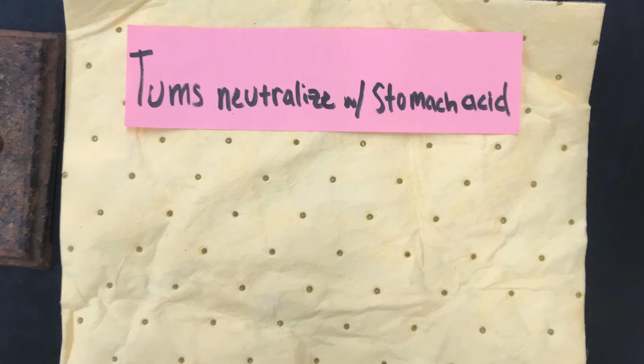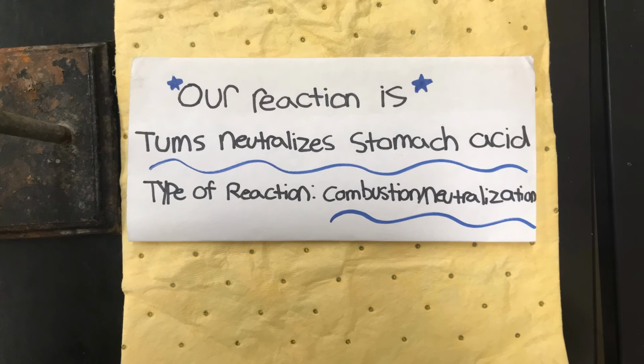Our chemical reaction we did was Tums, or antacids, neutralized with stomach acid. The type of reaction this is called combustion because it makes products containing CO2 and H2O. It is also a neutralization reaction because it is neutralizing the two chemical equations.